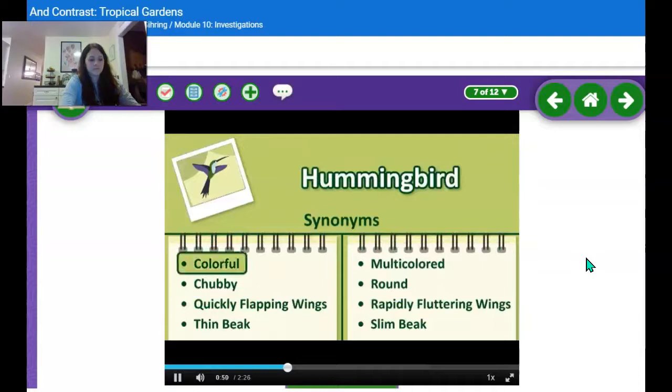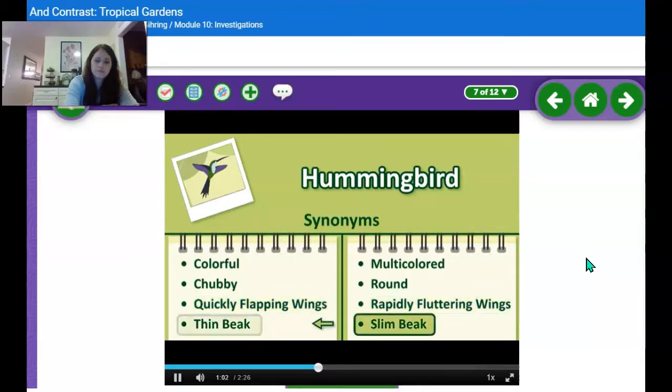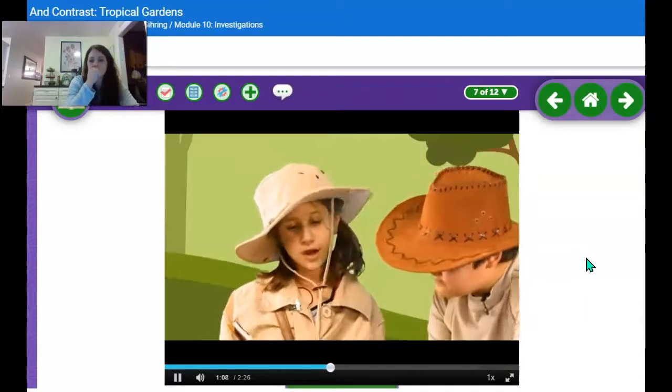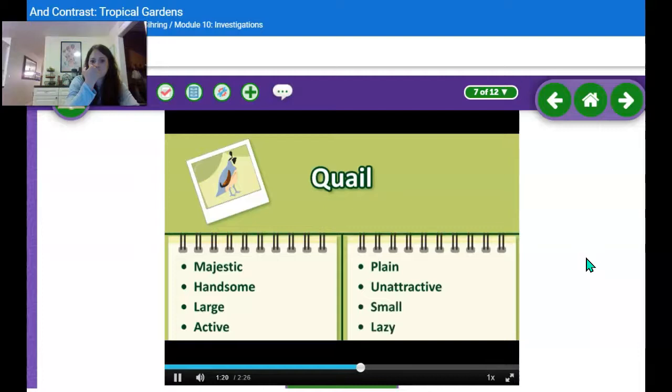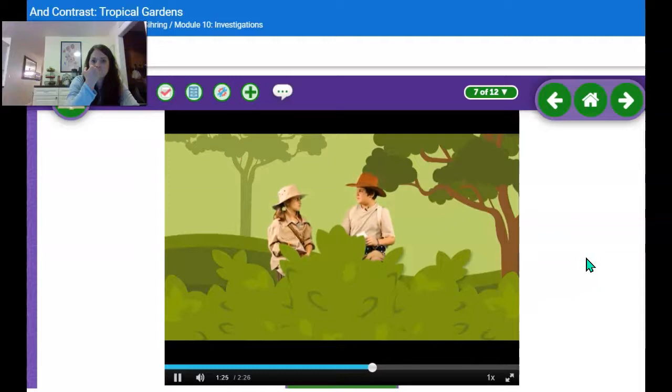I see what you mean. Colorful and multicolored have the same meaning. Chubby and round both mean something similar as well, just like quickly flapping and rapidly fluttering. We both noted the slim or thin beak. We have so many options for when we write a report. Now let's compare our notes about the quail. My notes are that the quail is majestic, handsome, large, and active. My notes say that the quail is plain, unattractive, small, and lazy. Did we use synonyms again? This time we used antonyms.